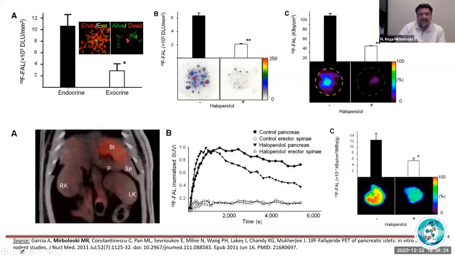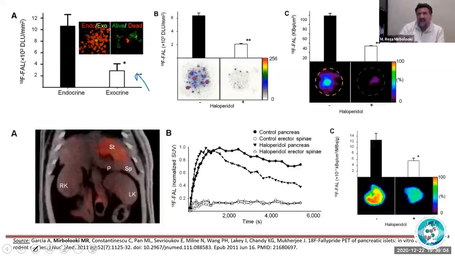Then we started to work on the rat islets, pancreatic islets, which have beta cells and alpha cells, to see if it binds to them. The first experiment you see here is to see whether the binding of fallypride to these D2 receptors is specific to the endocrine part or the exocrine part of the pancreas. The pancreas is an organ with two parts. 98% of the pancreas is exocrine and just 2% is endocrine, which is the pancreatic islets that contain the alpha cells and the beta cells.